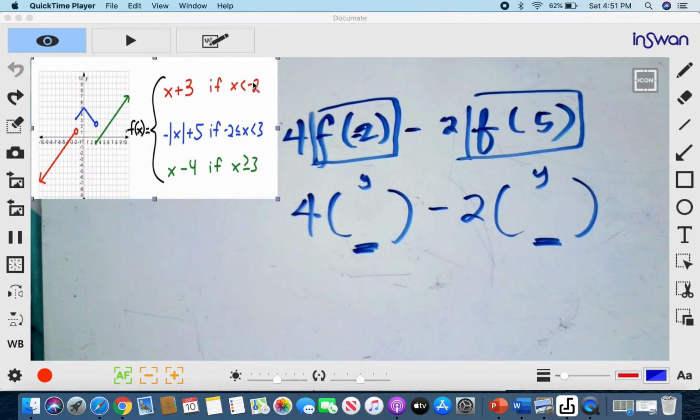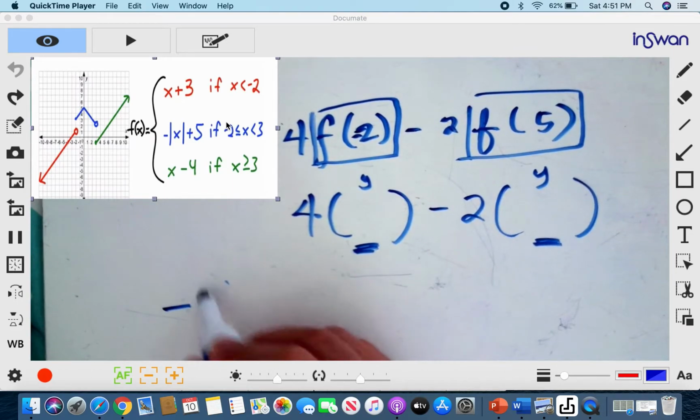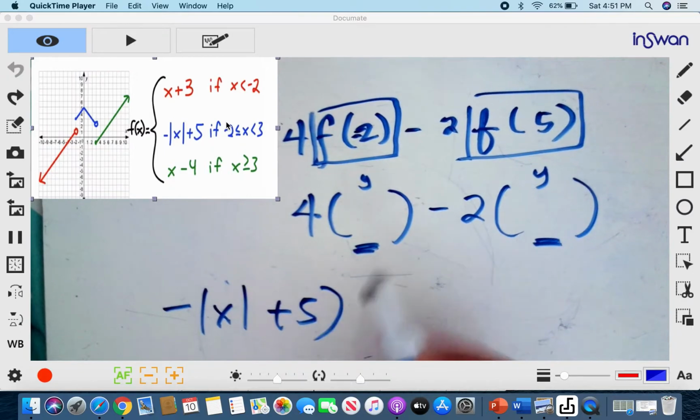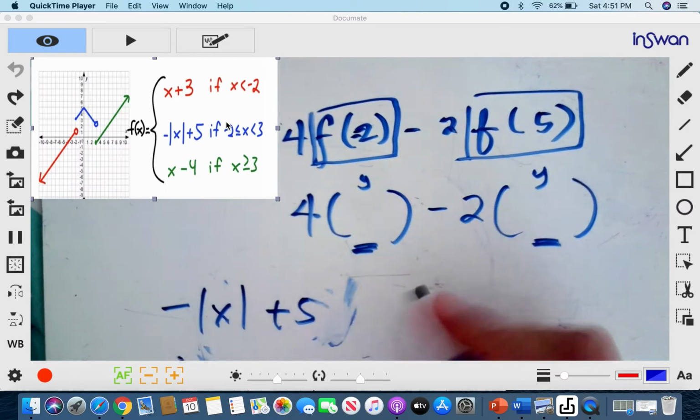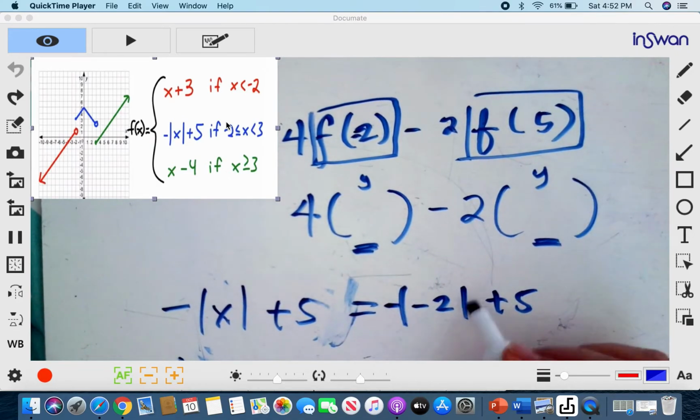So you cannot say it's supposed to be here because as you can see here, it's not equivalent to -2. So it can only qualify here, and therefore we will use the piece negative absolute value of x plus 5. Okay, so that means we will plug in the value of x, which is -2, plus 5.